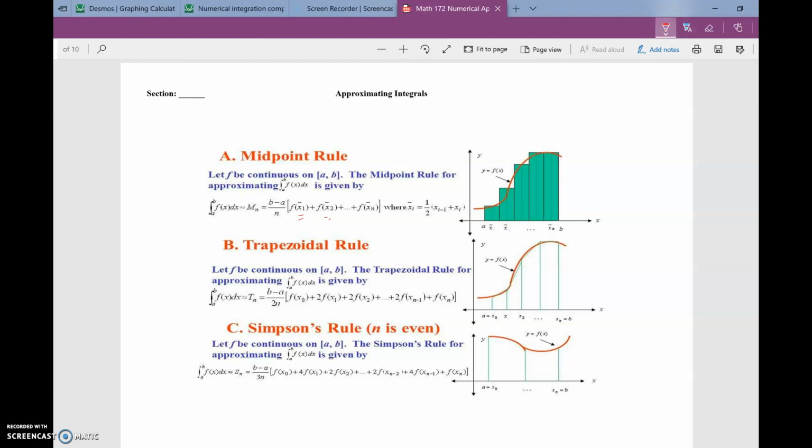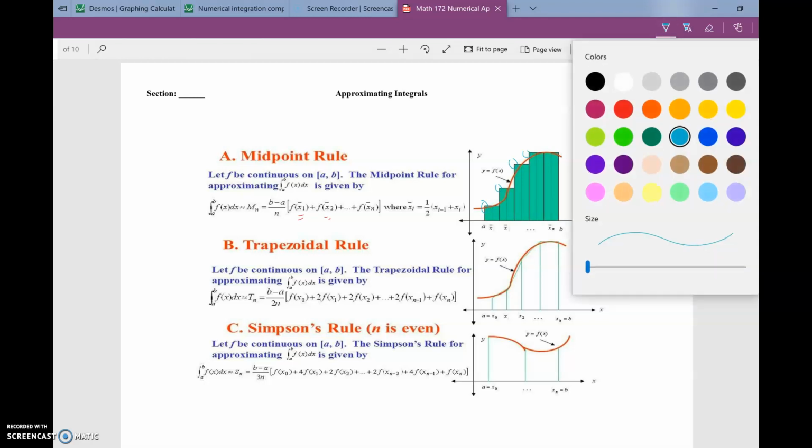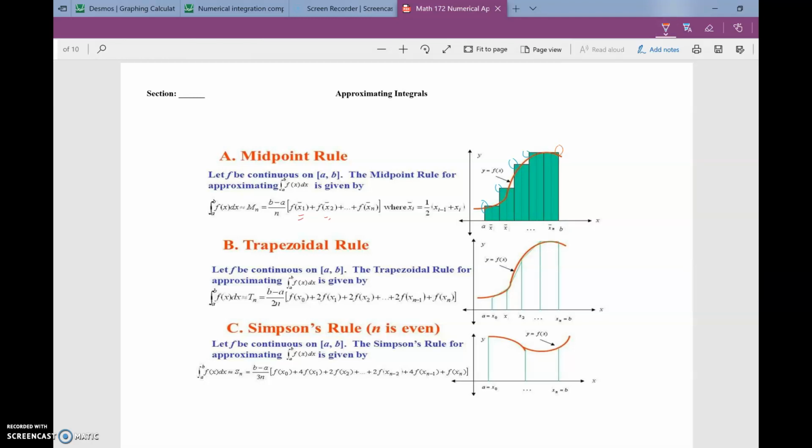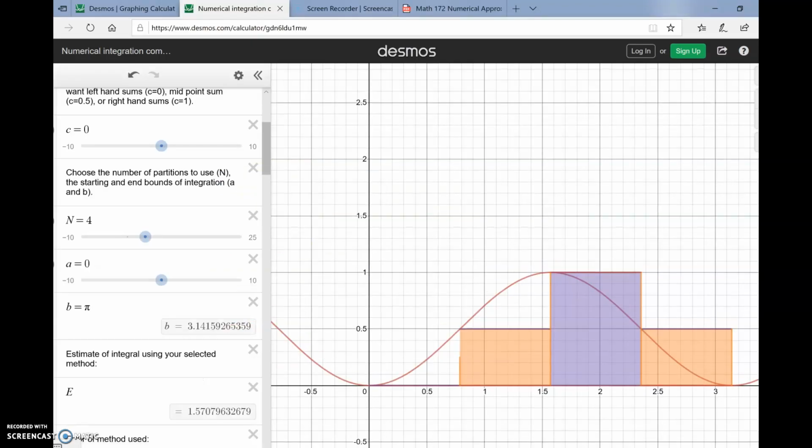But it's also possible that they want us to do only the left endpoints, which in this case would be evaluating these values except the last one, or only the right endpoints. If it was only the right endpoints, then you're evaluating all of these except the first one. And it looks something like this.